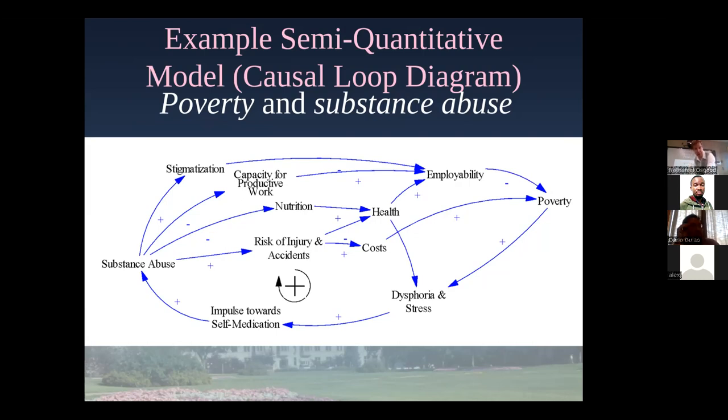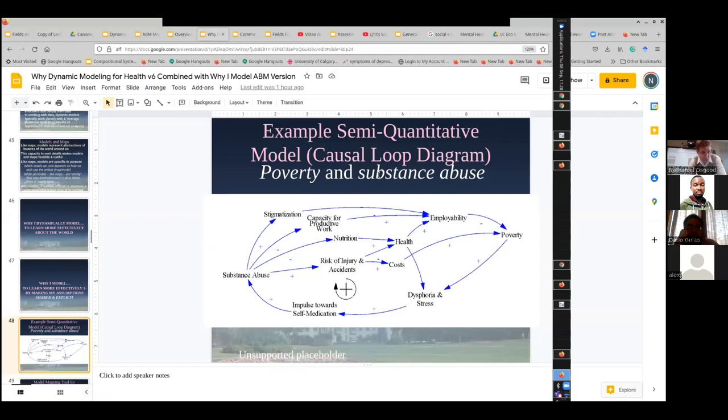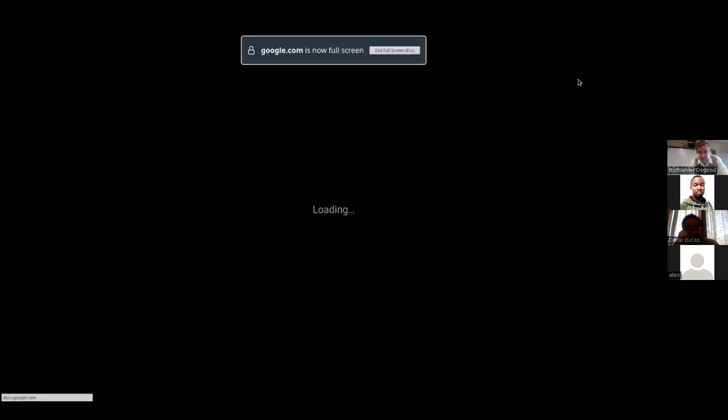It's also very useful in agent-based modeling for diagramming out, oh no, that's really interesting. We are getting all sorts of exciting dynamics here. So it says it can't show this in, okay, this is even more exciting.